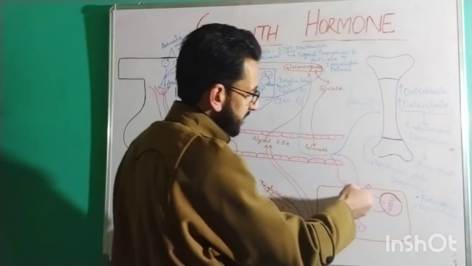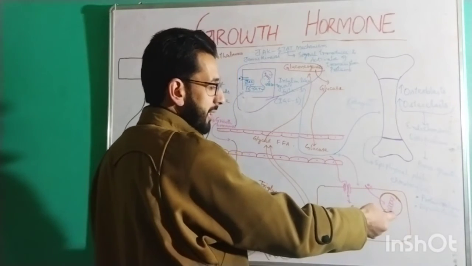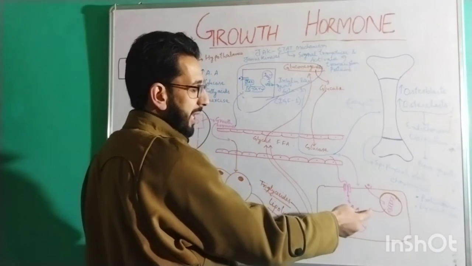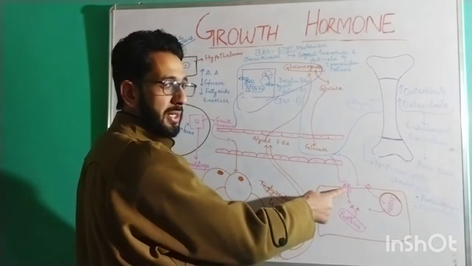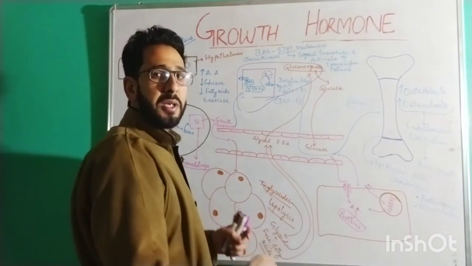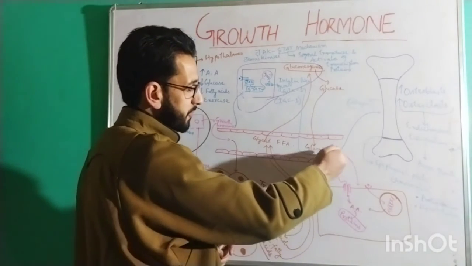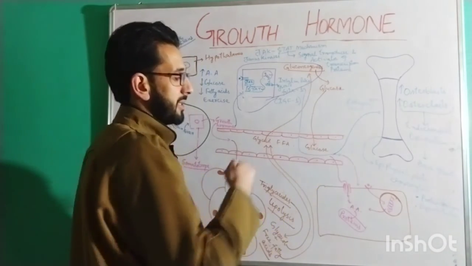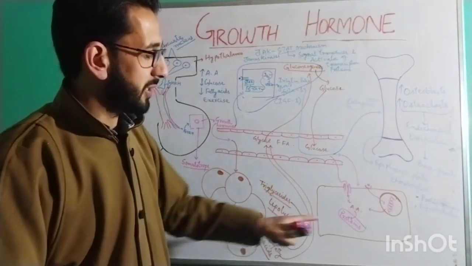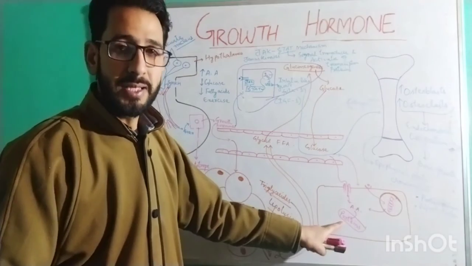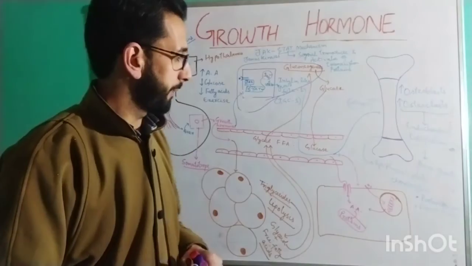And on the muscles, what it is doing is it leads to the formation of a protein, and that protein acts as a channel protein, and that is the special channel for amino acids. And amino acids from the blood are taken into the muscle cell, where they are utilized for the synthesis of proteins, and that leads to muscle growth.